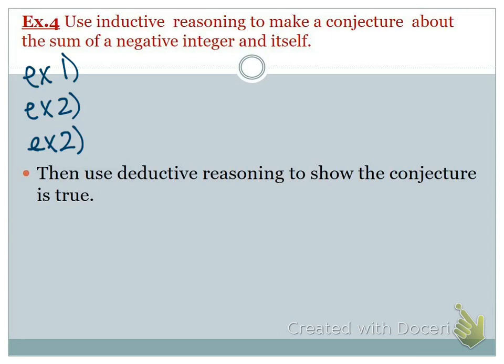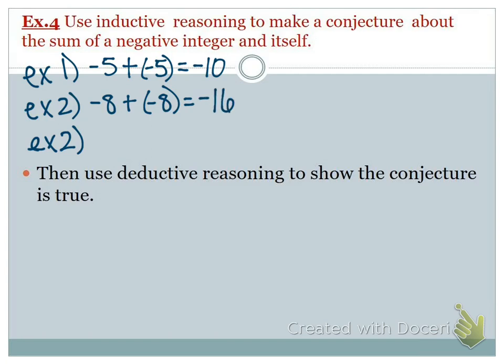So our conjecture is supposed to be about a negative integer and itself. So we get to pick the negative integer, like -5. We're taking the sum, which means that we are adding them together. When I take -5 plus -5, I get -10. Okay? Choose another negative integer, like -8. Add it to itself. When we take -8 plus -8, we get -16.